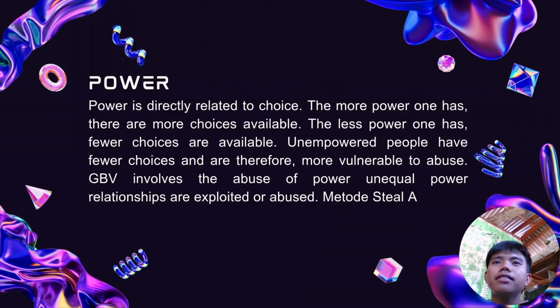Power. Power is directly related to choice. The more power one has, the more choices are available. The less power one has, the fewer choices are available, and disempowered people have fewer choices and are therefore more vulnerable to abuse. GBV involves the abuse of power, where unequal power relationships are exploited or abused.